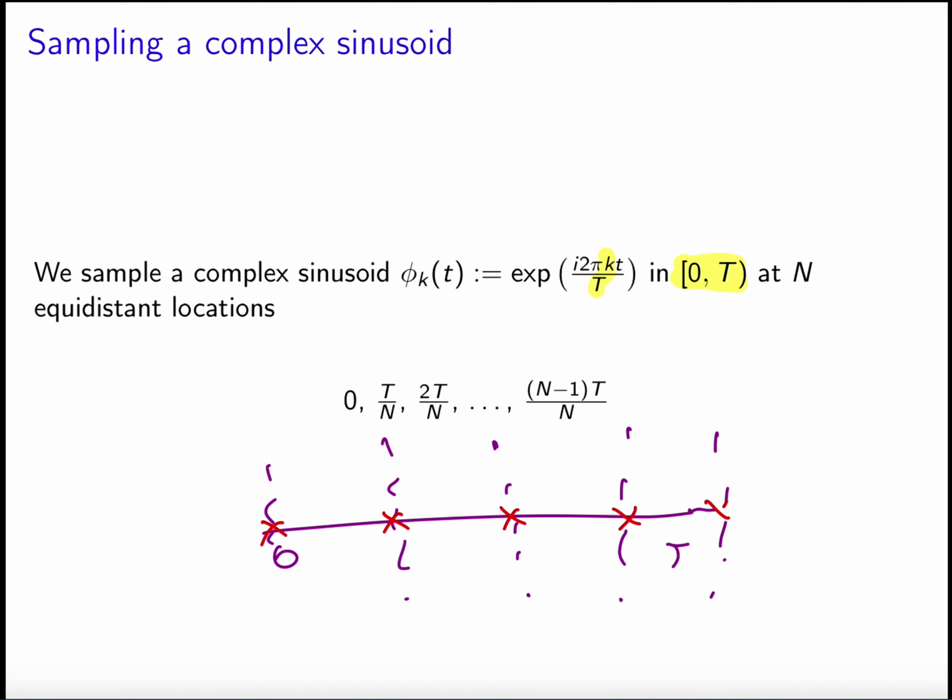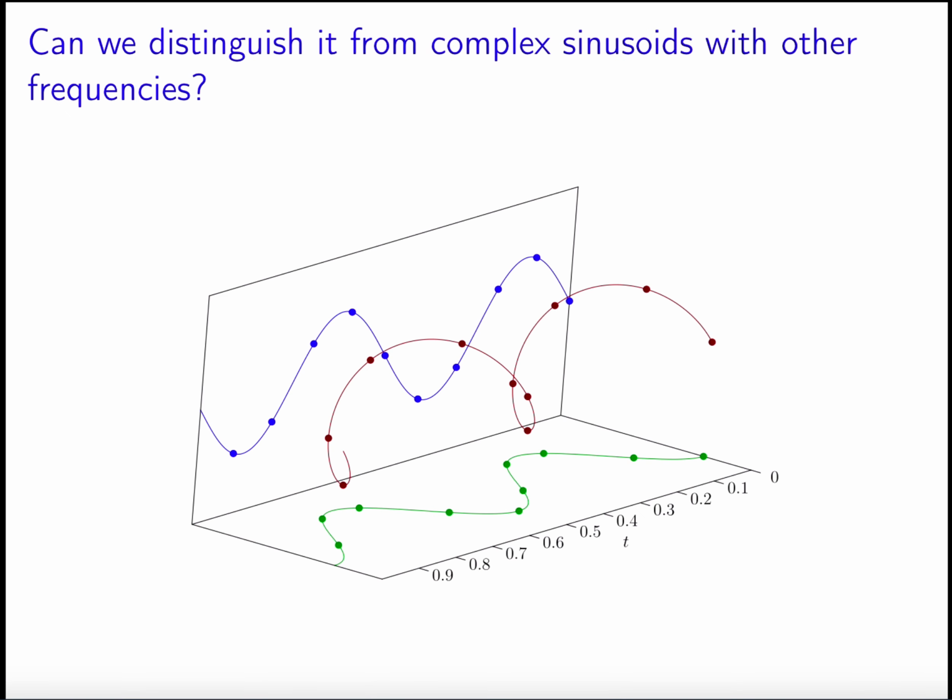This is a complex sinusoid, so we'll get a complex number at each point. This is the picture. This is the real part of the complex sinusoid. This is the imaginary part, and we're sampling. This would be from 0 to T. T is equal to 1 in this case. We're taking N samples. For this picture, N is equal to 10.